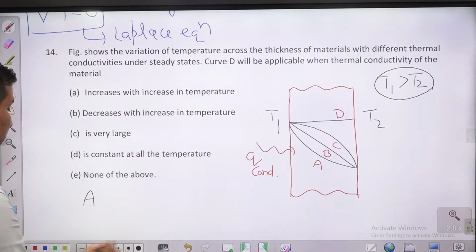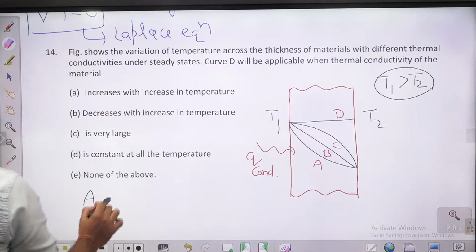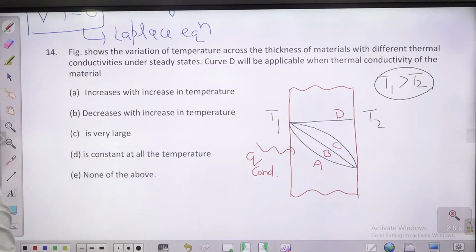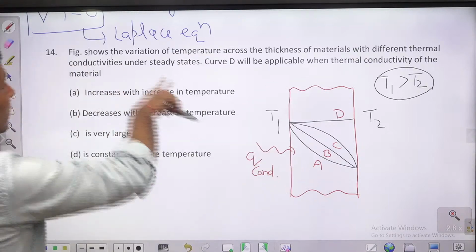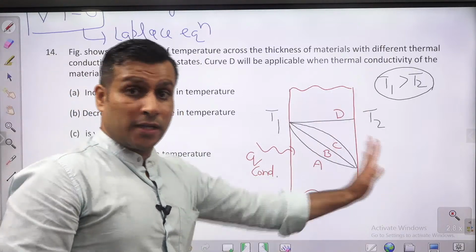Now, can you tell me what kind of material A belongs to? What kind of material do B curves belong to? What does C belong to? And what kind of material does D belong to? First, answer this question. In this question, he is asking you, in the given figure, the variation of temperature across the thickness is given.